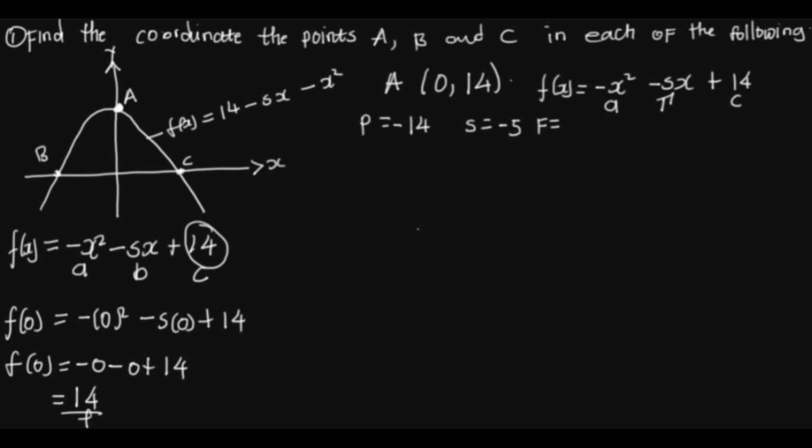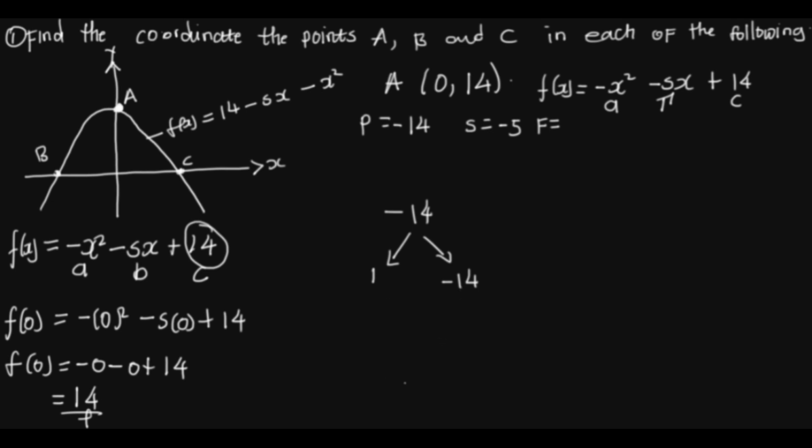Now, for those who face trouble when finding the factors, what you do is you use the product. So our product is negative 14. What we are going to do is find two numbers that can go into 14, and these two numbers must multiply to give us negative 14 and add to give us negative 5. So begin with 1. 1 times negative 14 is negative 14.